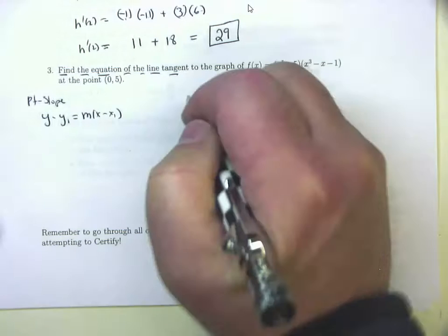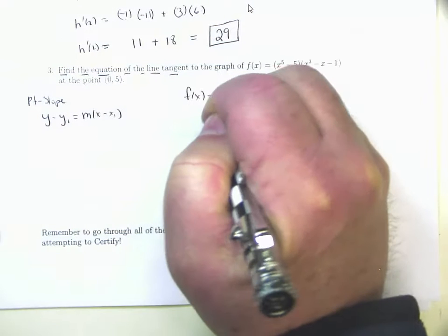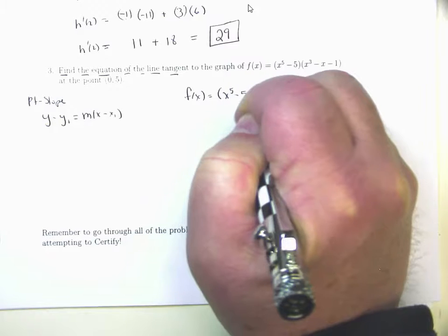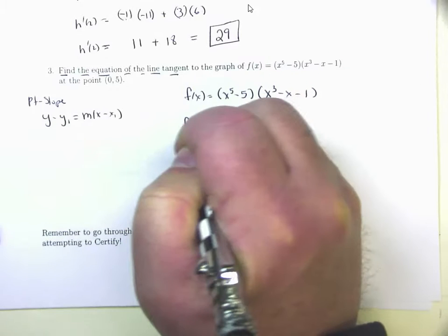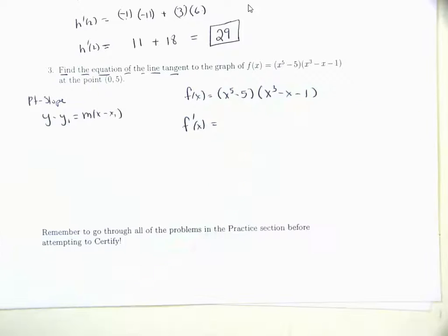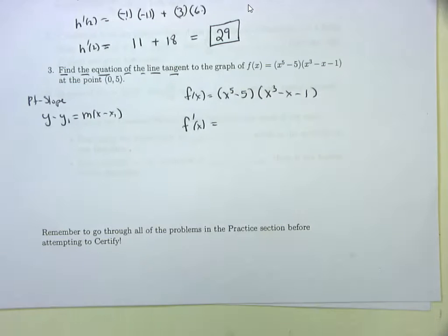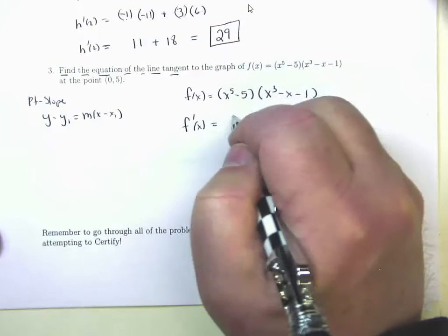So, my function f of x is equal to x to the fifth minus 5 times x cubed minus x minus 1. So my derivative, pause, hesitate, and tell me what rule you're going to use. If I have x to the fifth minus 5 times x cubed minus x minus 1, well, that times in the middle tells me this is a product rule. What's my product rule? Derivative of the first times the second plus the first times derivative of the second. Derivative of the first. What's the derivative of x to the fifth minus 5?